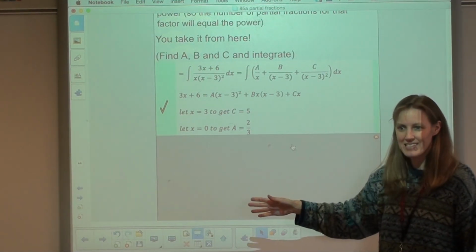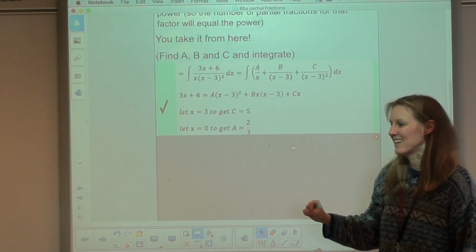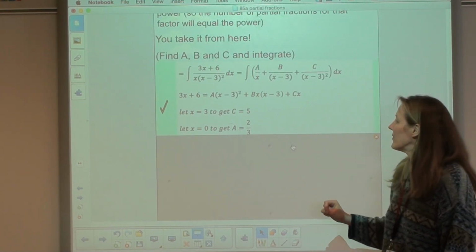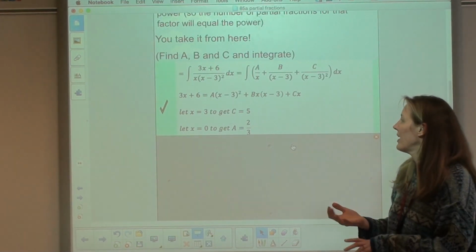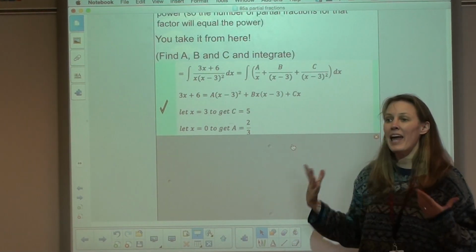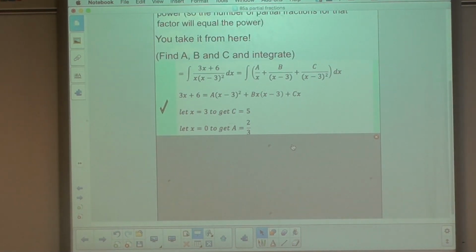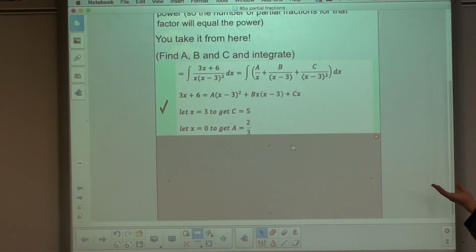Did you all get C is 5? And A is 2/3? Yeah. Fantastic. You get B. How do you find B? Well, let's see, once you've got A and C, you plug A and C in, then pick any number for x that you want. I would advise picking a small, simple number, like 1. You don't have to pick 1 or 100.